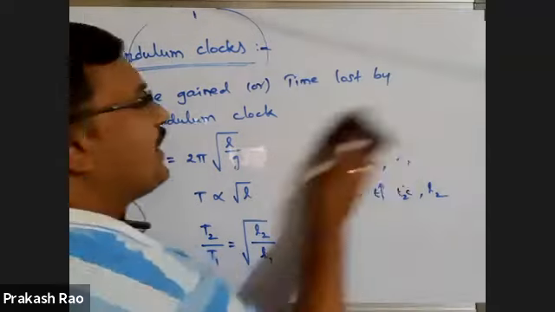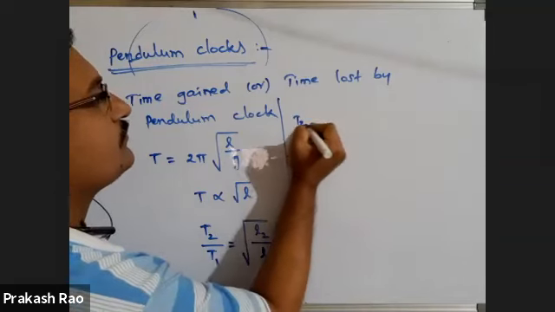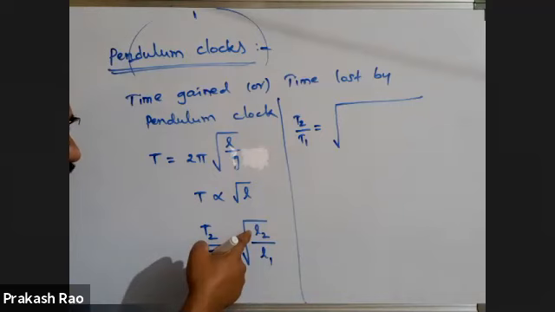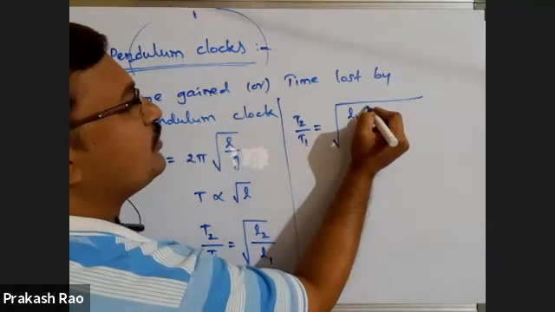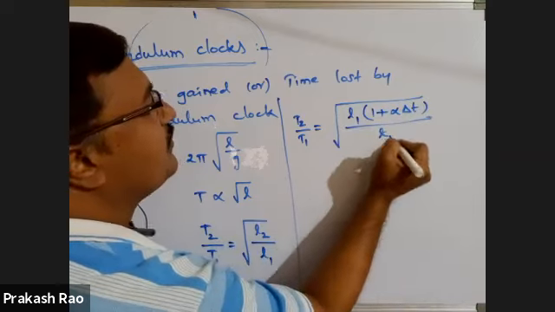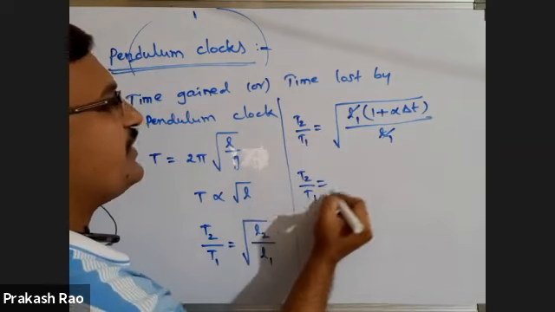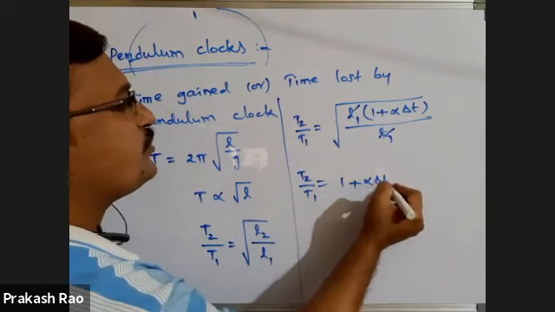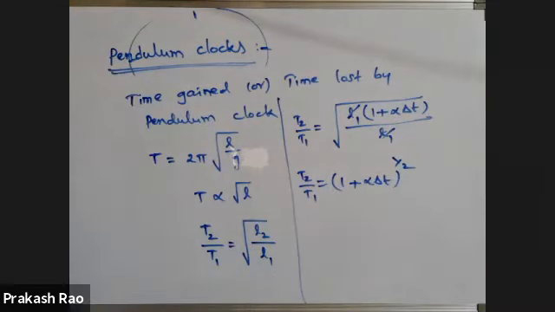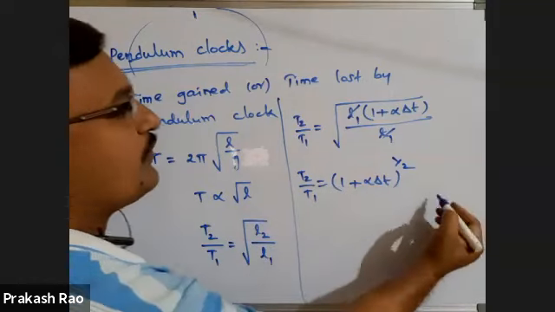So if you calculate this, T2 by T1 is equal to, you know what is the expression for L2. L2 is equal to L1 of 1 plus alpha into delta T. L1 cancel हो जाते. T2 by T1 is equal to 1 plus alpha into delta T. ये square root है, power of 1 by 2 लिख सकते हैं. This is in the form of 1 plus x whole to the power of n.